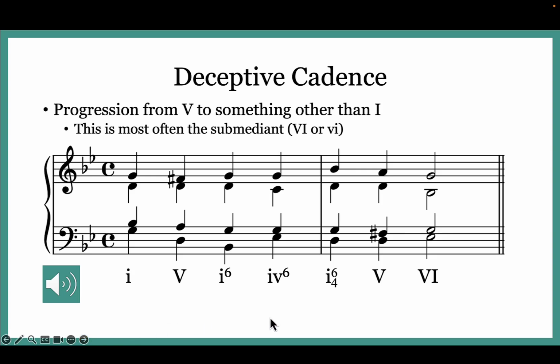Now we have a deceptive cadence. That's when we have a 5 that goes to something other than a 1. Now, usually it's the 6. That's the most common type of deceptive cadence, but that doesn't mean that it couldn't be a minor 2 or a 3 or something else. So it's usually a 6, but that doesn't mean that it always has to be.